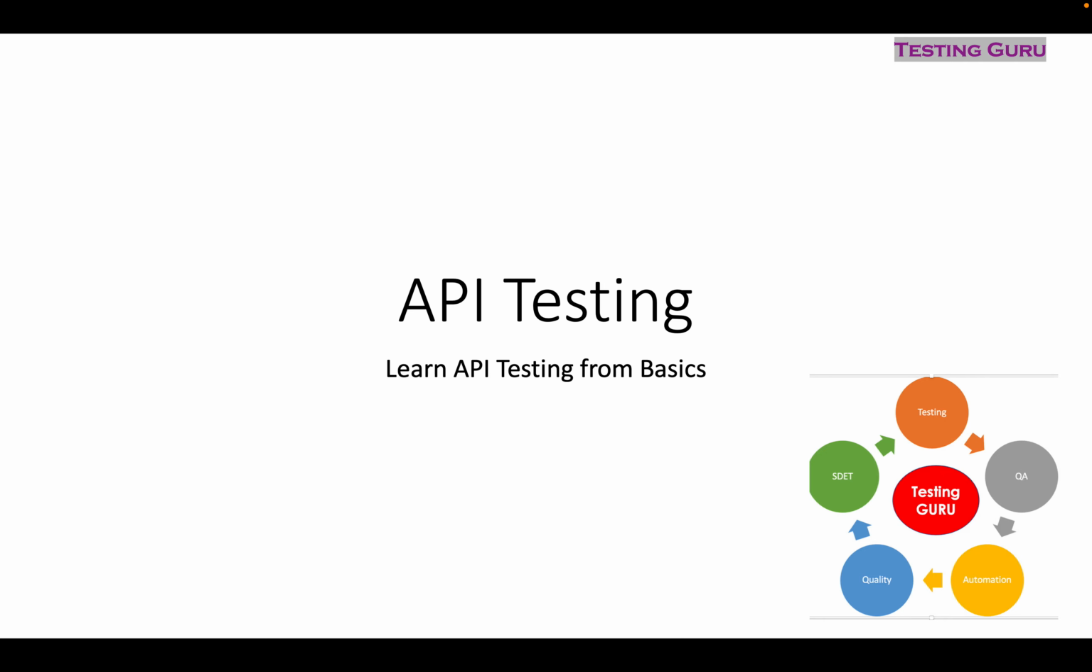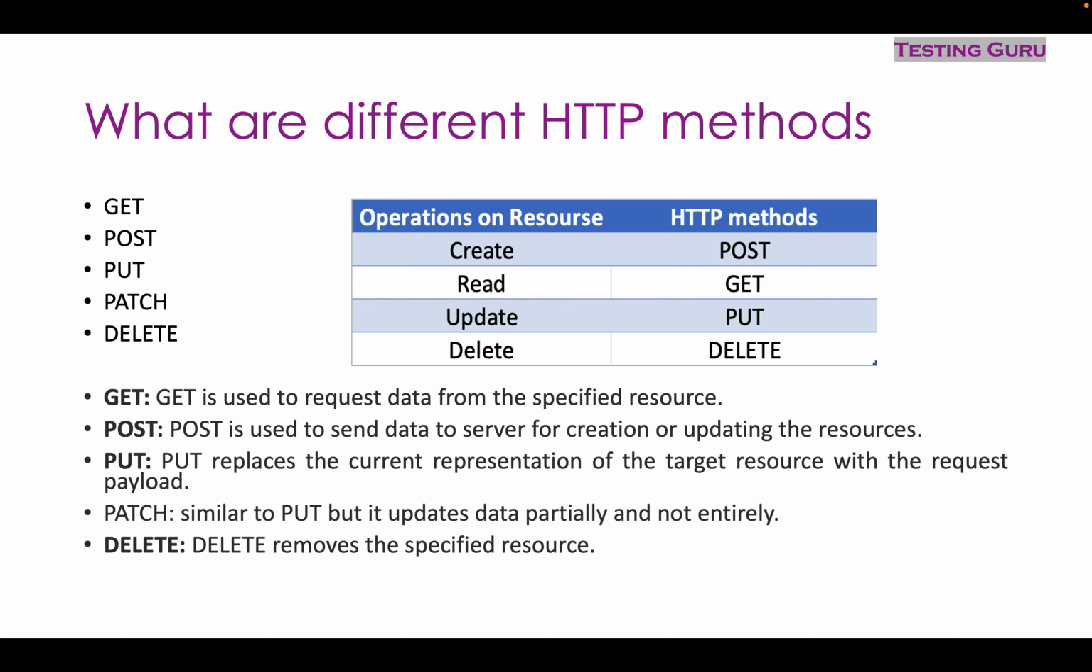And today we will learn about the different HTTP methods which we use for API testing. There are mainly five methods which we use as part of HTTP methods in API testing. And the most popular one is the GET method.